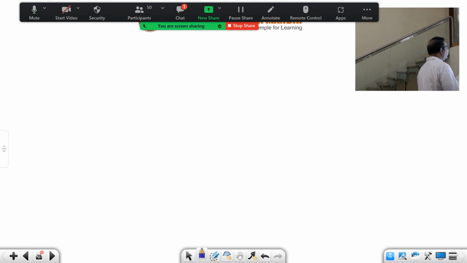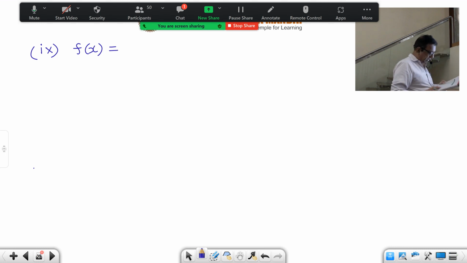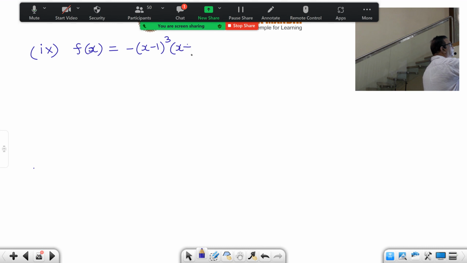Next question is the ninth one. In my textbook I have put 3 stars for it. That means something important is there in that question. So all of you please follow this. The ninth question is important because I have put 3 stars for it. Ninth, f of x is minus of x minus 1 whole cube into x plus 1 whole square, for all x belonging to R.